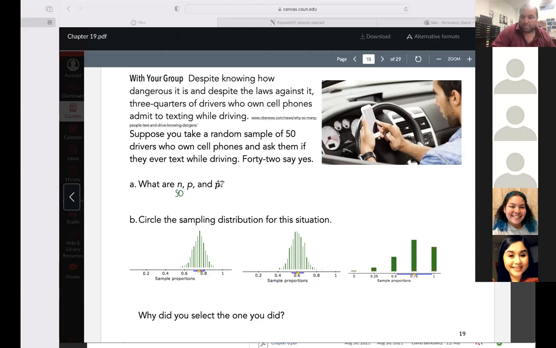Anyone know? P and P hat. Well, P would be 42, right? No, P would not be 42. P is a proportion and P hat is a proportion. Proportions have to be between 0% and 100%, or between 0 and 1. And 42, unfortunately, is way too big to be a proportion.